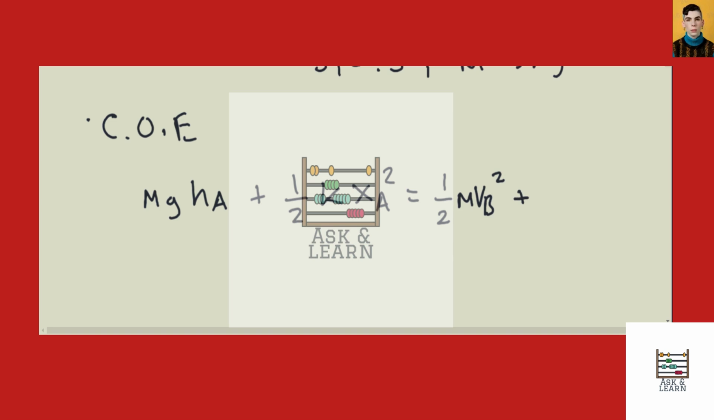plus the potential only of the spring, because when it reaches the bottom the height is 0. So the spring potential here is 1/2 k times xB squared. So this is the distance of the spring when it reaches point B.